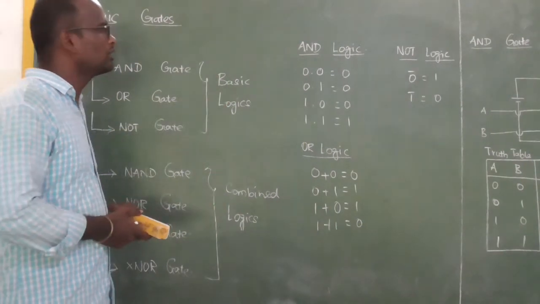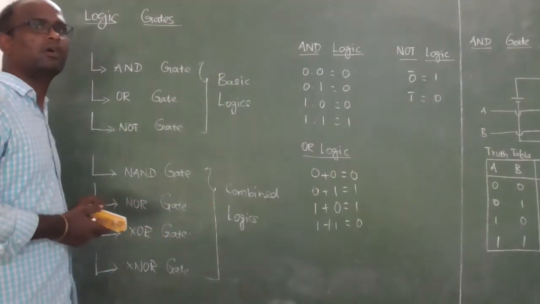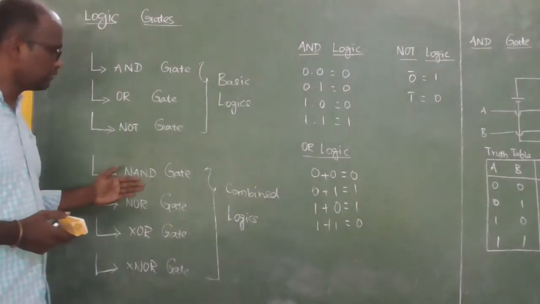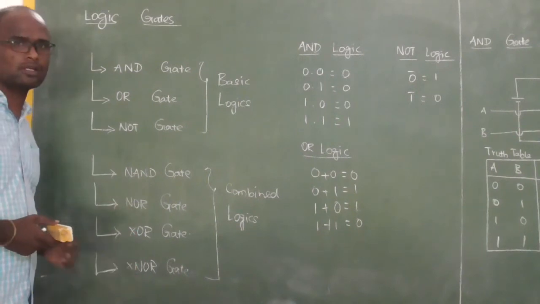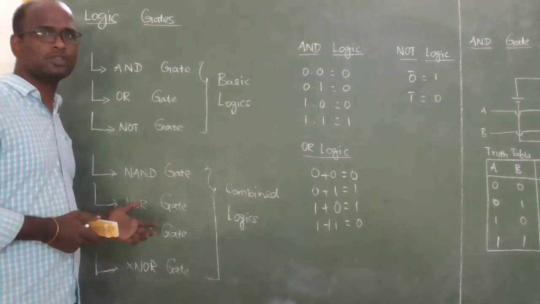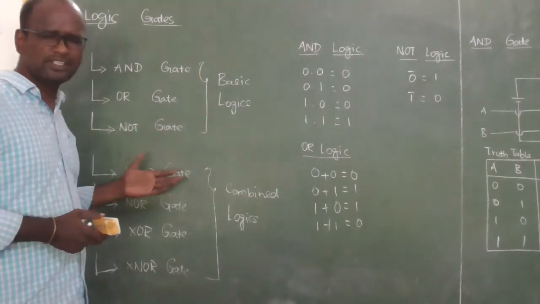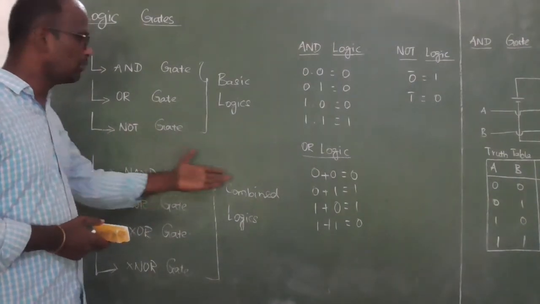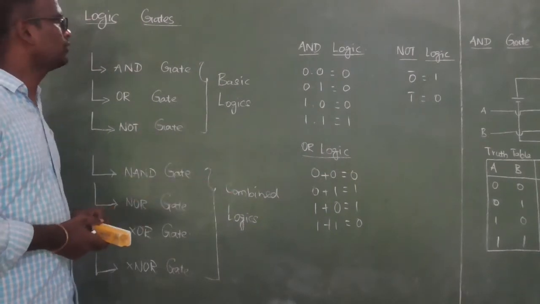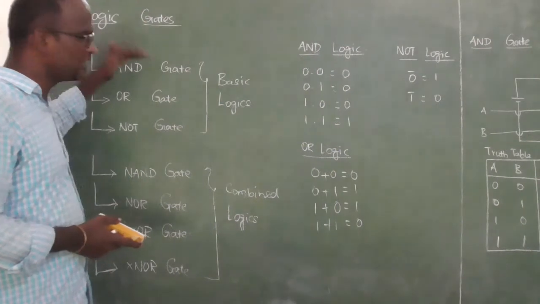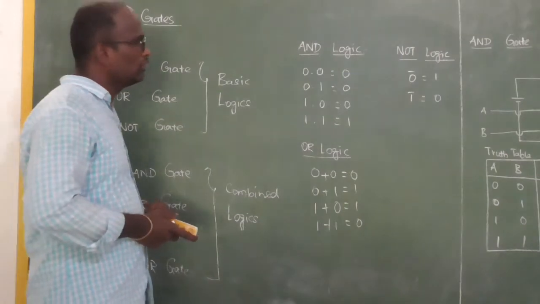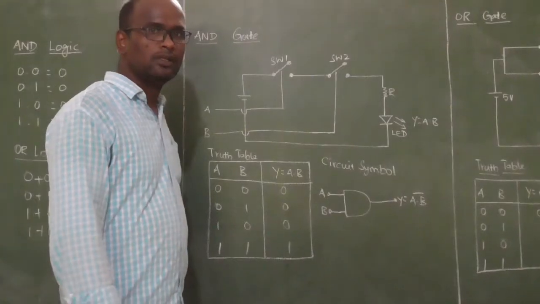Based upon these 3 logical operations, we can also perform some combined logical operations called NAND operation, NOR operation, XOR operation and XNOR operation. The electronic circuits which perform these combined logical expressions are called combined logic gates, which we will see later. First of all, we have to design the basic logic gates like AND gate, OR gate and NOT gate. How to design? We go for the design of the AND logic circuit.